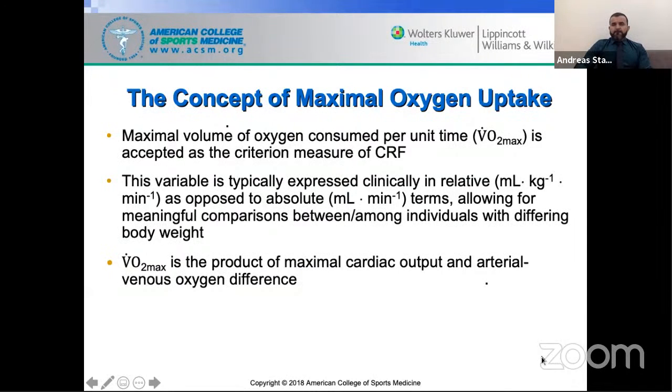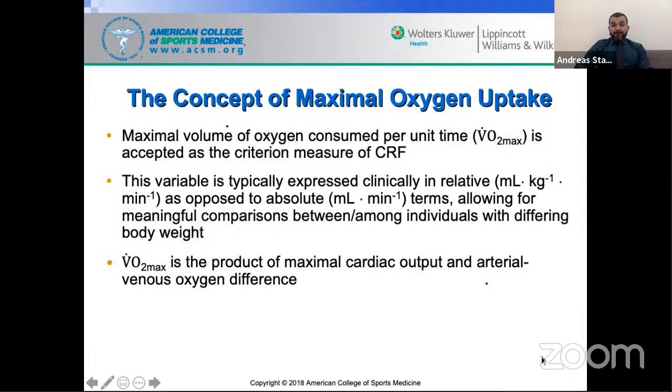VO2 max, we've mentioned it before, is the criterion measure of CRF, right? So through VO2 max, we can figure out your cardiorespiratory fitness level. And it can be expressed in relative or absolute terms. Relative is per kilo, so we can compare that number between two different people. Absolute is not per kilo, so we can't really compare it with others, other than yourself, if you went up or down.